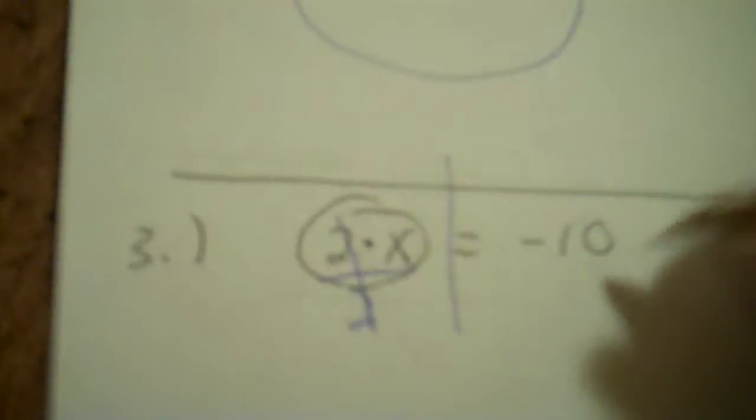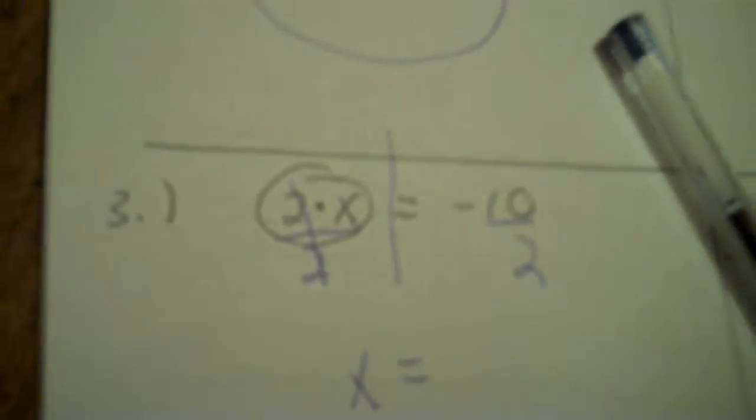Okay, number 3, 2 times x equals negative 10. So again, one step, because there's only one number over there. Now it's a times, so to get rid of a times, we divide by 2. So I take negative 10 divided by 2. Remember to get the negative when you divide, and that's negative 5.